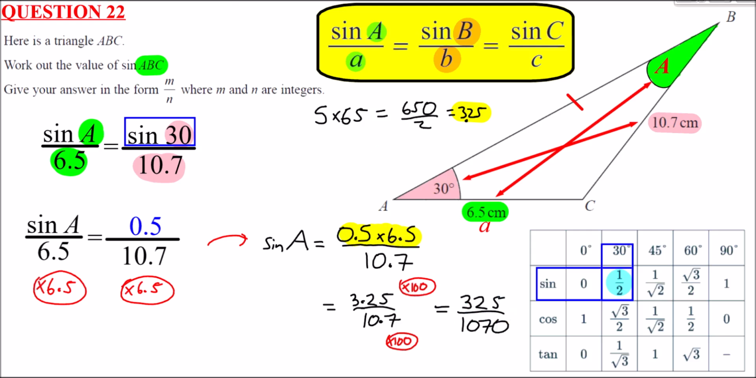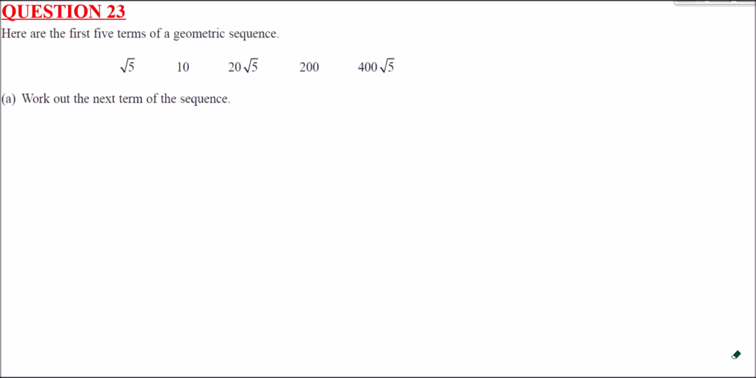Now this fraction could be simplified, however the question doesn't ask us to do that. It just says write it in the form m over n, where m and n are integers. 325 and 1070 are both integers, so we're under no obligation to do anything else to this value. You could, if you really wanted to, try and simplify it down, but by doing so, A, you're wasting time, and B, you're giving yourself an extra opportunity to make a final mistake. So don't even give yourself a chance to mis-simplify, just leave it like it is. Move on to the next question.